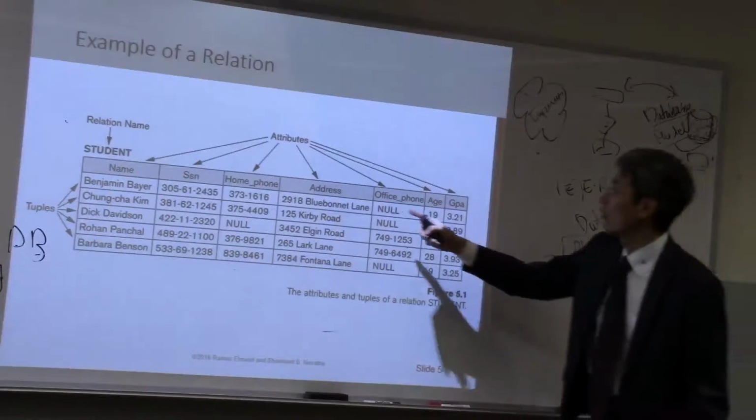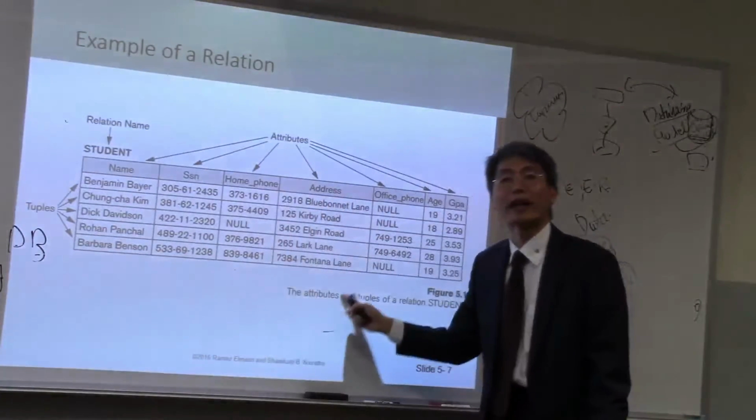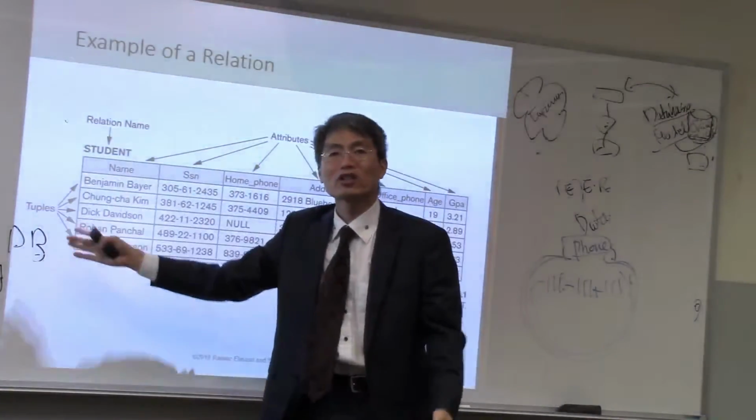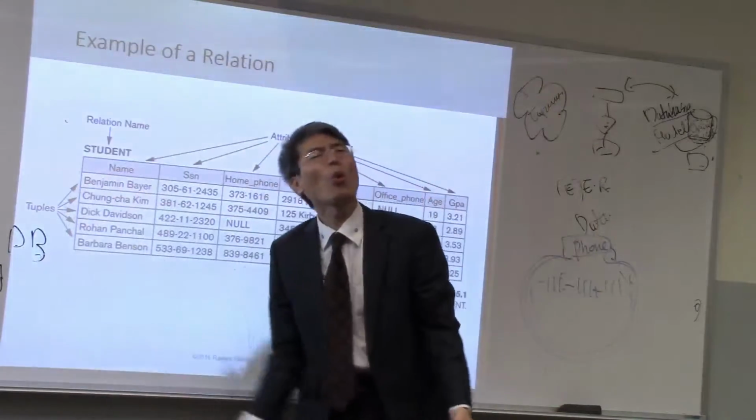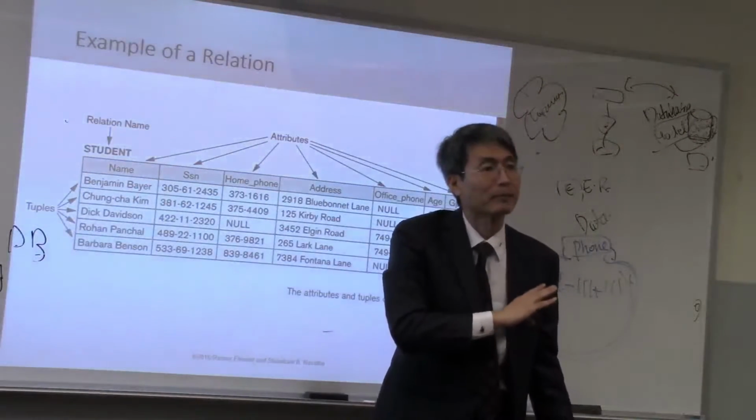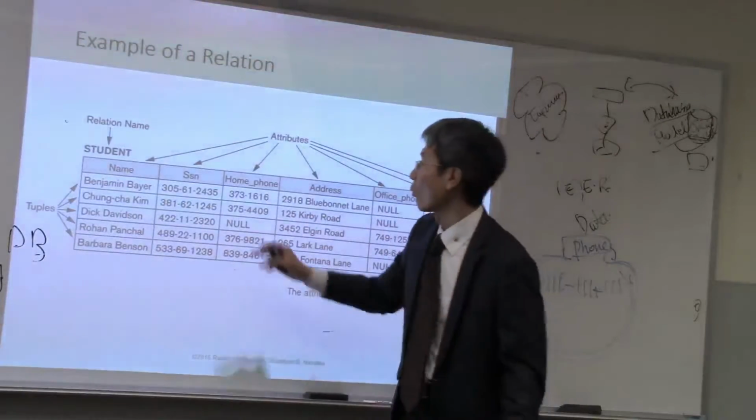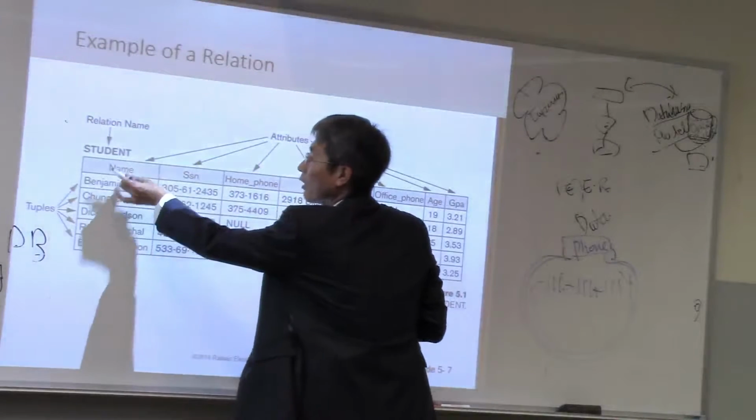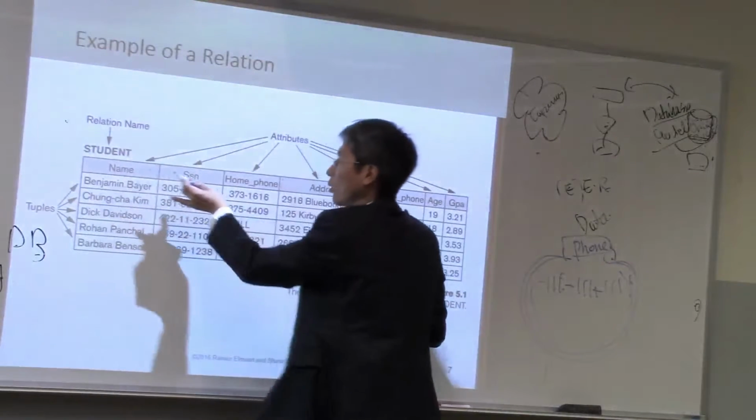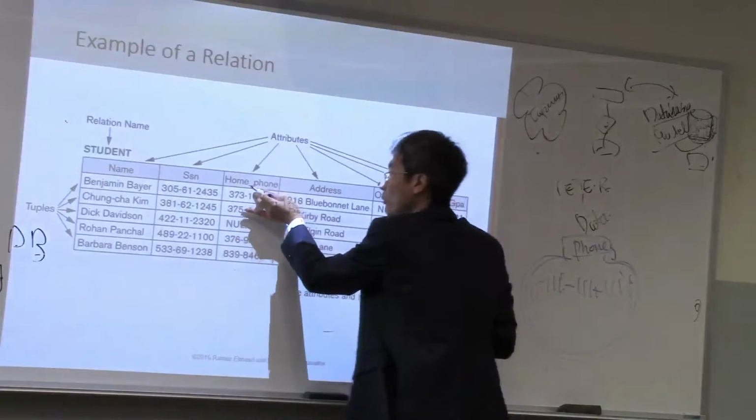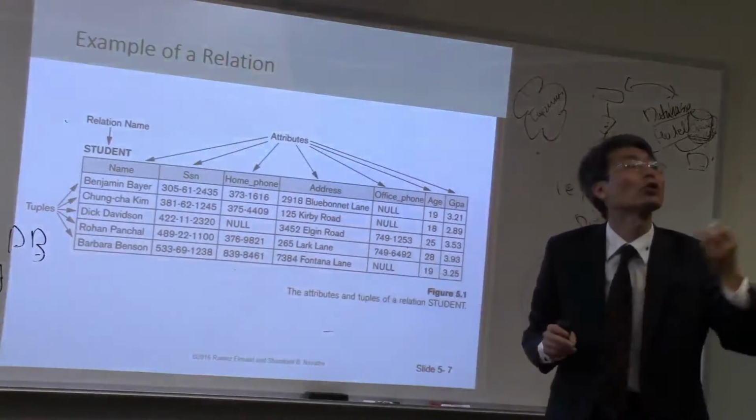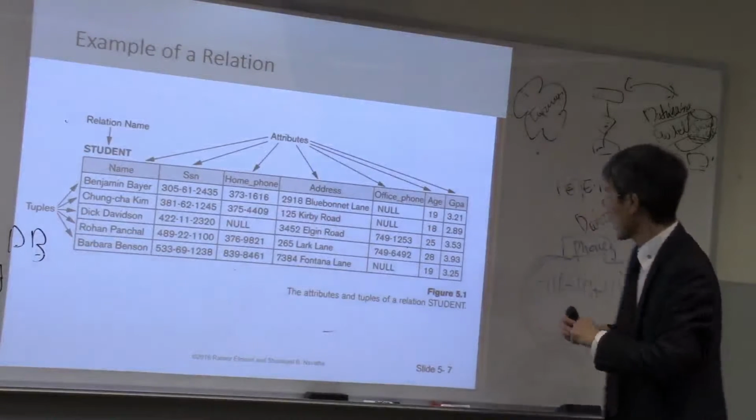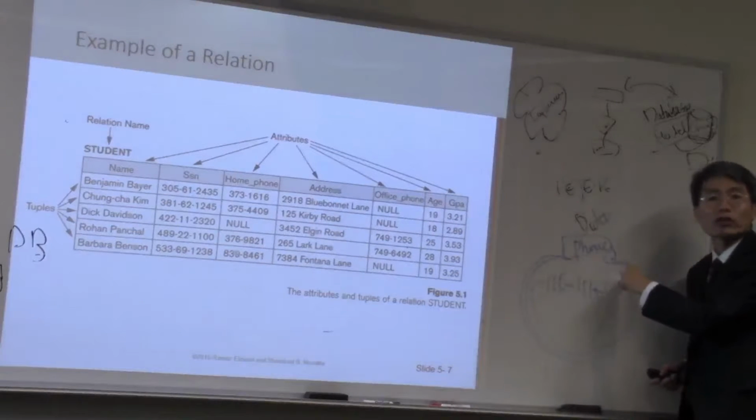What about the address? It's an address domain. It's a big bucket that includes all of this. What about the name? It's a big bucket that includes all possible names. Then, when we create the tuple, we can pick one of the names from the name domain, one of the social security numbers, one of the home phone numbers, one of the addresses from each domain. That is domain.